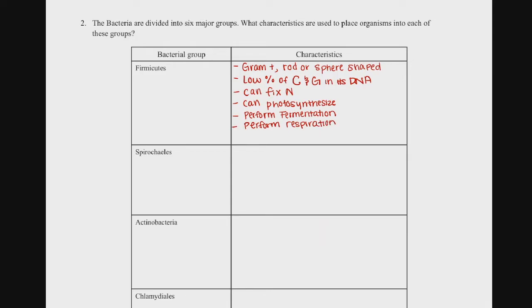And members of this group are also known to be pathogenic and cause anthrax, botulism, tetanus, but also some are more mild and can be used to ferment products like milk. And just right up here I'll put can ferment milk.